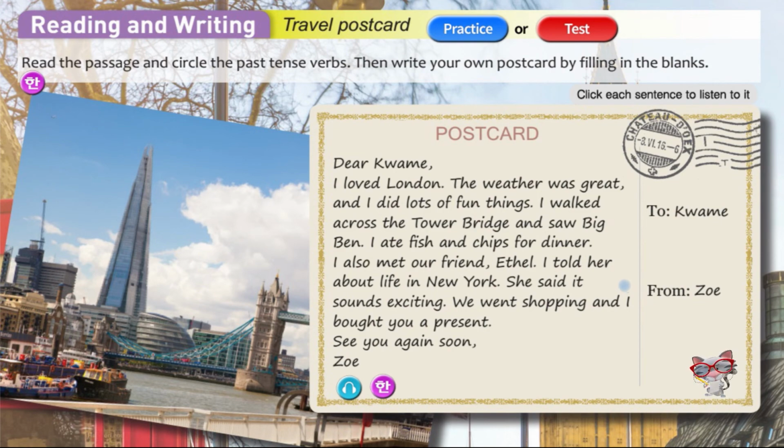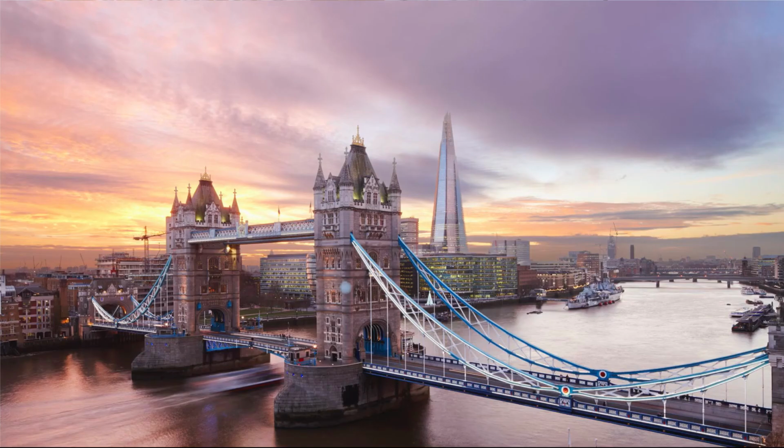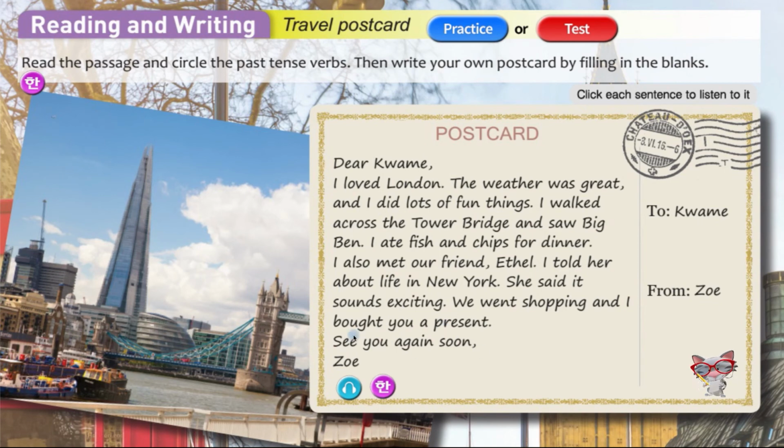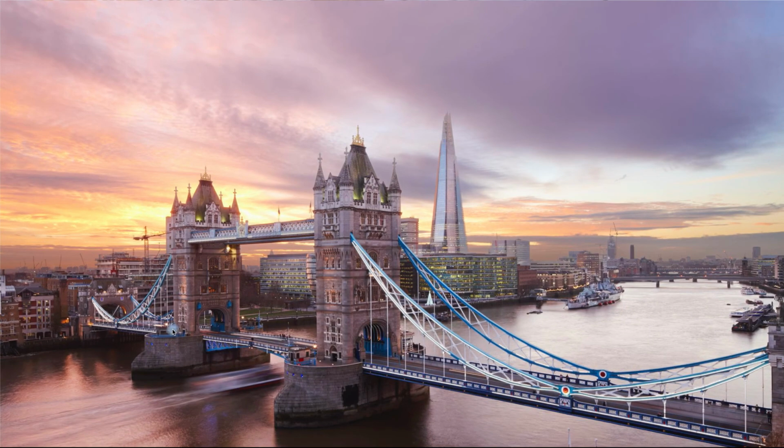Very good. So you notice there, in the picture, this is London. As Yonghee said, Zoe visited London. And she said the weather was great, which I cannot believe, because sometimes the weather's good. Maybe she visited in July, maybe July and August. Probably got lucky. And as she said, she walked across Tower Bridge. This is Tower Bridge. I wish I could visit there.